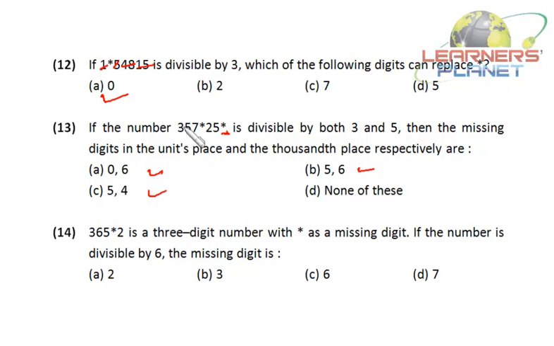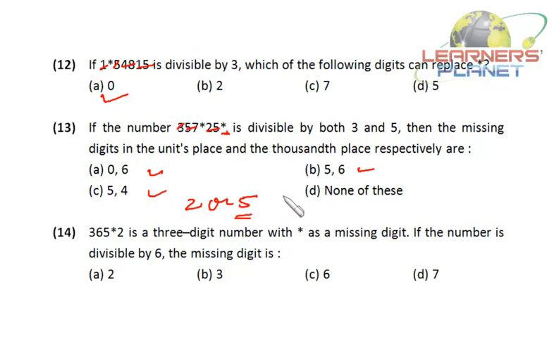So let's begin. 3 is divisible by 3. Then 5 plus 7, that is 12, which is divisible by 3. Then 2 plus 5, that is 7. So to make it divisible by 3, we need either 2, or 2 plus 3, that is 5. 2 or 5. Okay.